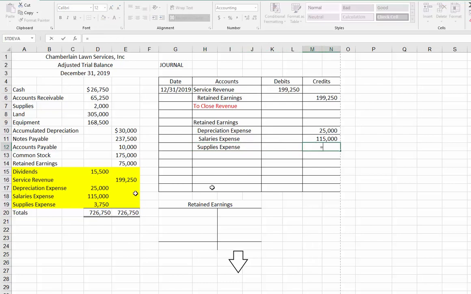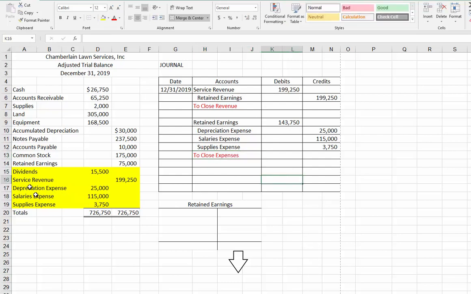Supplies expense has a balance of $37.50. Okay, so all of these are going to get closed into retained earnings. The way we're going to do that is we're going to add them up and then debit retained earnings. So this is going to be the sum of those three numbers. Remember, when you close your expenses, you don't know the amount of your debit until you're all finished with your credits. All right, and this is to close our expenses.